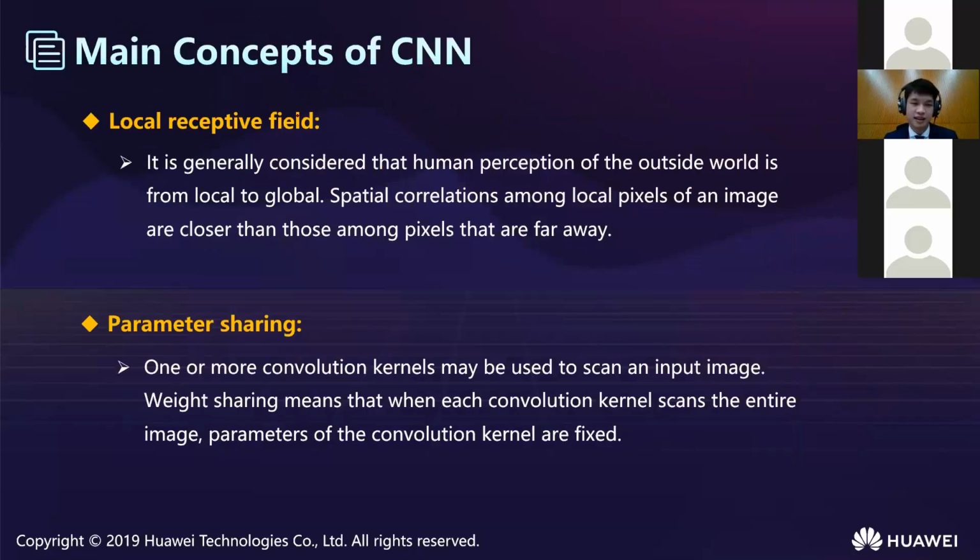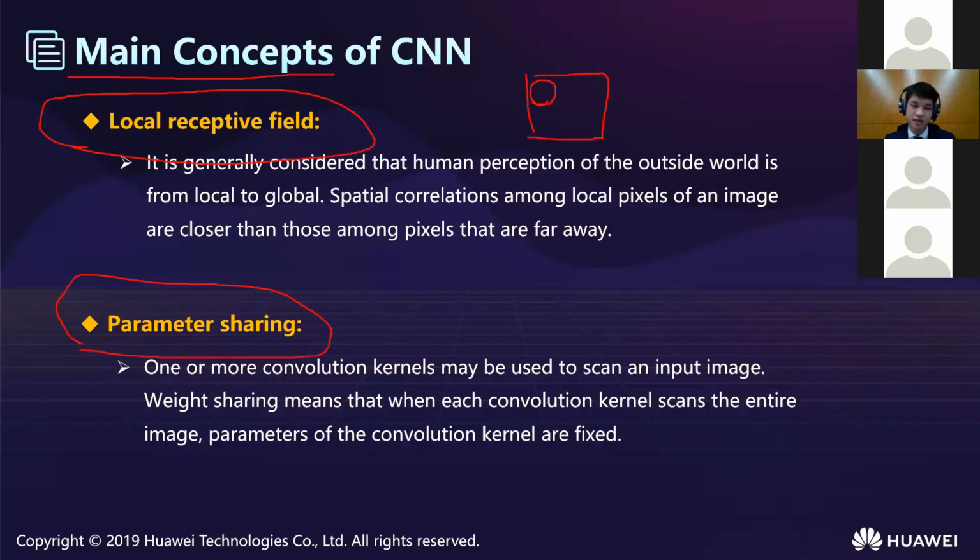Okay, and then there are two main concepts of the convolutional neural network. The first one is called local receptive fields. That means when we do the convolution, we only care about part of the images, but we will not care about all the images. Do you agree? Yes. Okay, thank you.